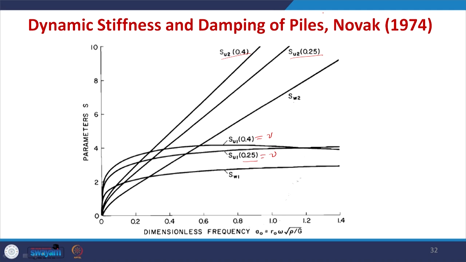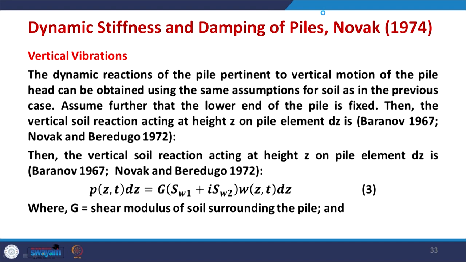This was for horizontal vibration. Nowak also continued with the vertical vibration. The dynamic reaction of the pile pertinent to vertical vibration motion can be obtained using the same assumptions for soil as in the previous case, that is, the same as for horizontal vibration, and assuming further that the lower end of the pile is fixed. Then the vertical soil reaction acting at height z of the pile element dz is given by Baranov and Nowak and Baranov in 1972. So this is the equation, equation number 3.